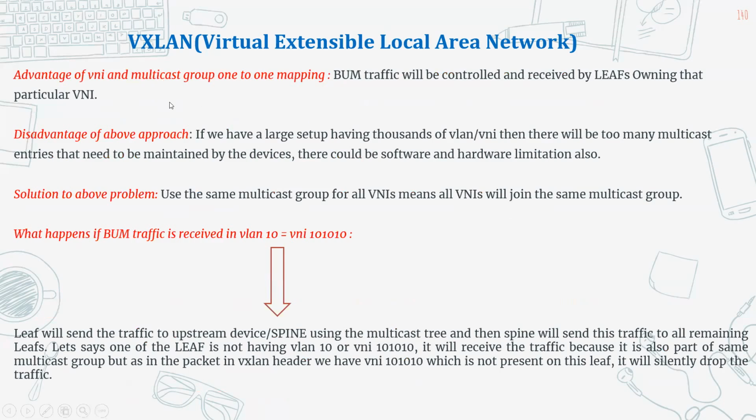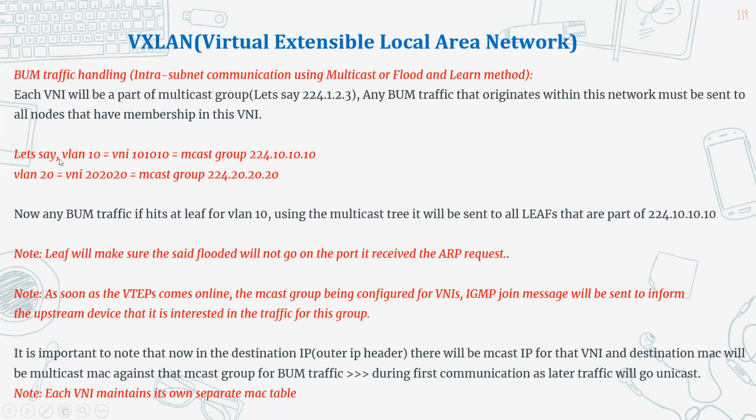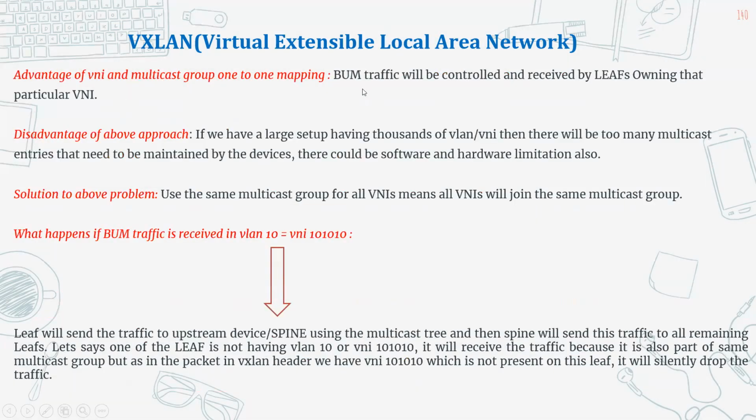So the advantage of one-to-one mapping between VNI and multicast group: in our previous slide, we have seen that we are creating a multicast group for each VNI, so that VLAN 10 traffic will be flooded into VLAN 10 only, and VLAN 20 BUM traffic will be flooded in VLAN 20 VNI only. Okay. So the advantage is that BUM traffic will be controlled and it will be received only by leaves that own that particular VNI. But there is one downside to this approach, because if we have a large setup and we are using thousands of VLANs, and each VLAN is part of a particular VNI, then there will be too many multicast entries that need to be maintained by our devices, right? So there could be software or hardware limitations also.